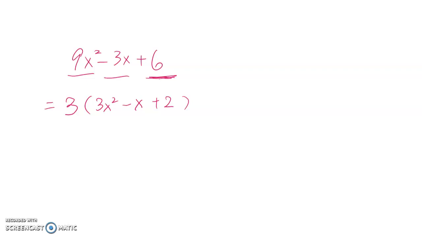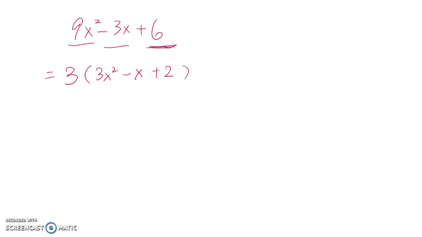Okay, let's look at another example. Let's say we have 12x to the fourth minus 30x cubed plus 42x. Okay, I want to factor the GCF, greatest common factor. So first let's look at the number part. So 12, 30, and 42. What common factor do they have in common? What is the greatest common factor?